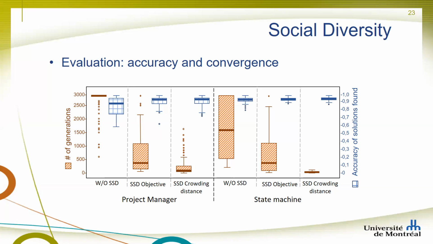So each time with crowding distance, the convergence is very fast, but also the quality of the solution is very good. These are different executions, I guess 100 executions. And we try to see the quality of the solutions that they produce, and what is the distance. As you might see, in both cases we always have better convergence and a higher accuracy of the solutions when injecting the social diversity.